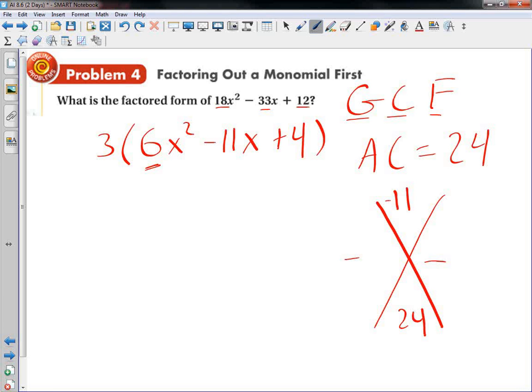When I look at this, I need to think about the type of numbers that go into 24. 24 and 1 don't work. 12 and 2 don't work. 3 and 8, looks like we got a winner there. So a negative 3 and a negative 8 multiply to get 24 and add to get negative 11. Like I said, this 3 is going to take a free ride down. And inside the parentheses, we're just going to rewrite our expression the same way that we did before.